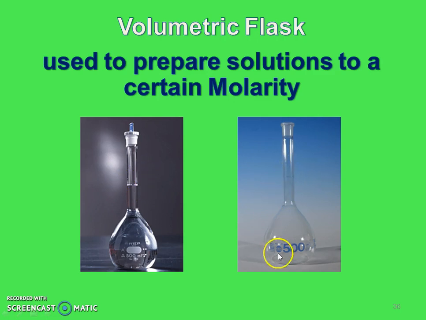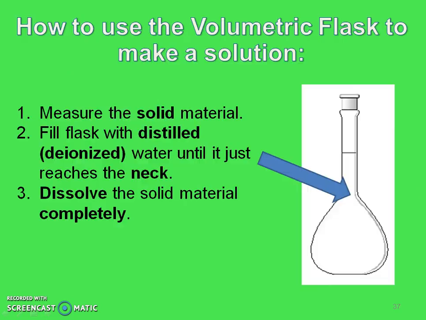So it's kind of hard to see in this picture, but you can see that there's a line here and it's 500 milliliters. So that tells me that once I fill this flask up to this calibration line, it is going to be exactly 500 milliliters. So it's going to help us make our solutions. Again, pause the video and fill in those notes.